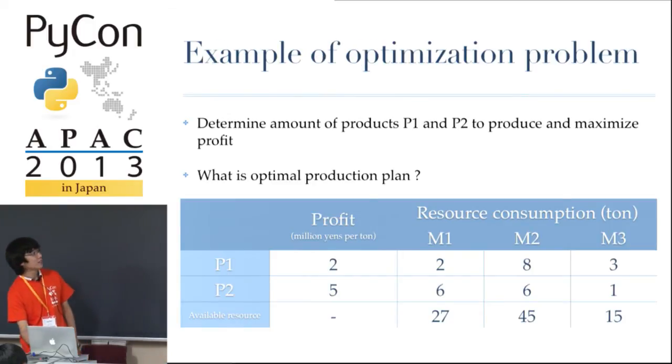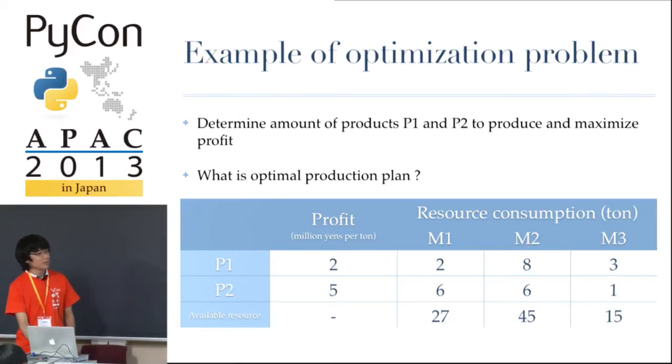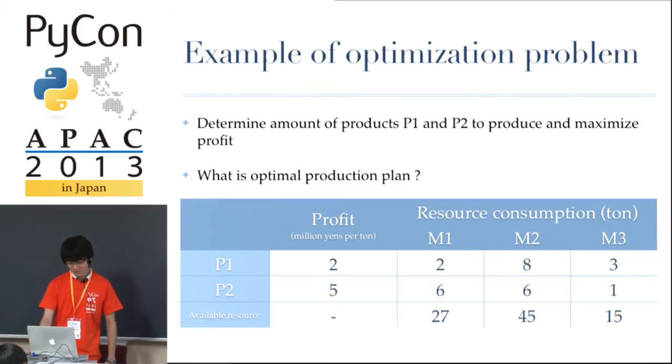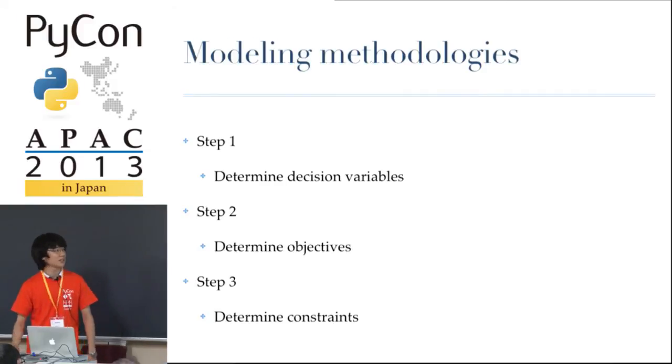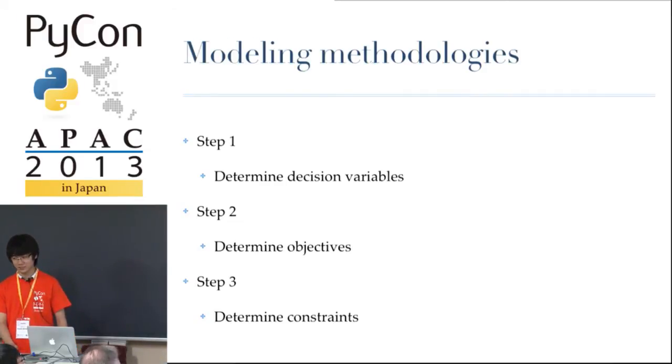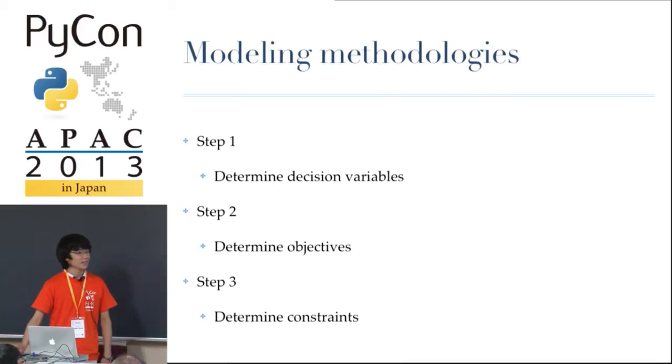Okay, let's revisit the LP, linear programming, example. Now, let's solve this problem using Pyomo. First, I will introduce the modeling methodology. First, determine the decision variables. Next, determine the objective. And last, determine the constraints.